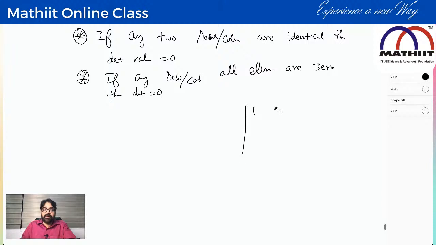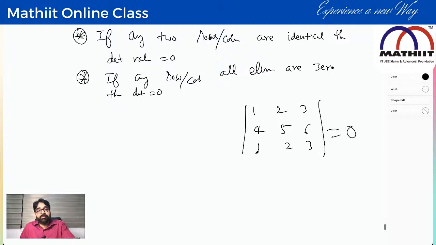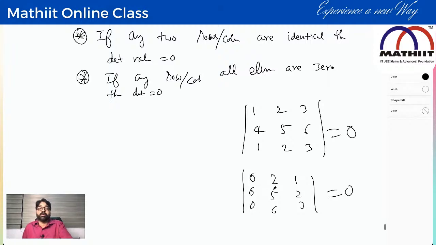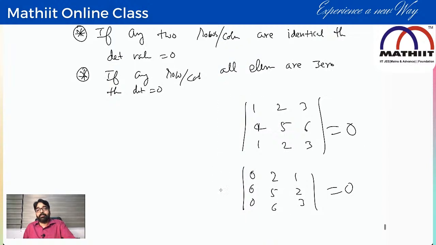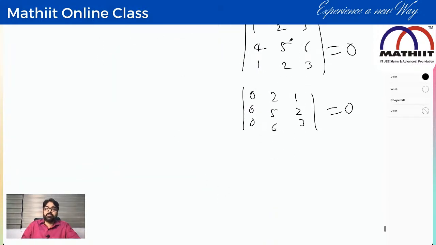Suppose somebody says 1, 2, 3, 4, 5, 6, 1, 2, 3. This determinant will be 0 because these rows are identical. Don't make that mistake. If it is 3, 2, 1, then it will not be 0 because they are not identical. The order is different. So make sure they are exactly identical. Or if I say 0, 0, 0, 2, 5, 6, 1, 2, 3, then also it will be 0 because one particular column is 0. Generally 11th, 12th class students don't have a problem here, but 11th class students may. So this much only you should know.